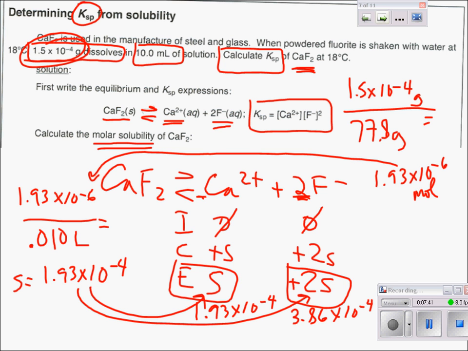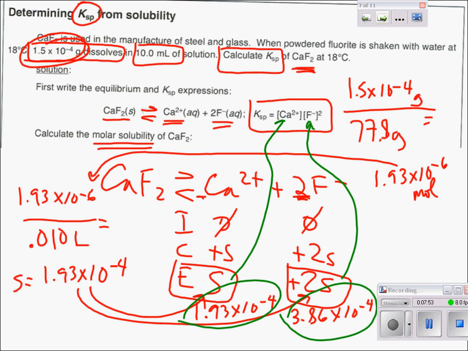Last thing I have to do to find my Ksp is take these values and pop them into my expression. This is going to go in here for F−. That's going to go in there for Ca. Those are the concentrations of the ions. I basically square the value for F−, which is 3.86 times 10 to the negative 4th, and I take the value 1.93 times 10 to the negative 4th for Ca, multiply that times F− squared, and I calculate my Ksp value. That's all you have to be able to do to calculate Ksp.